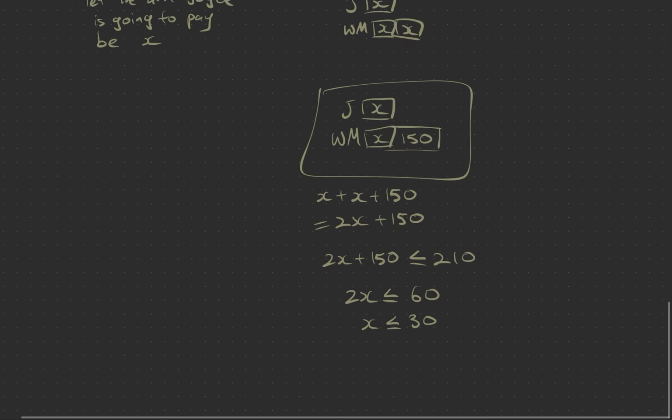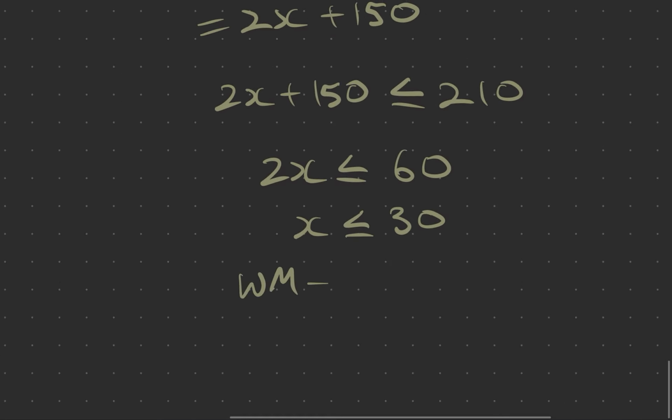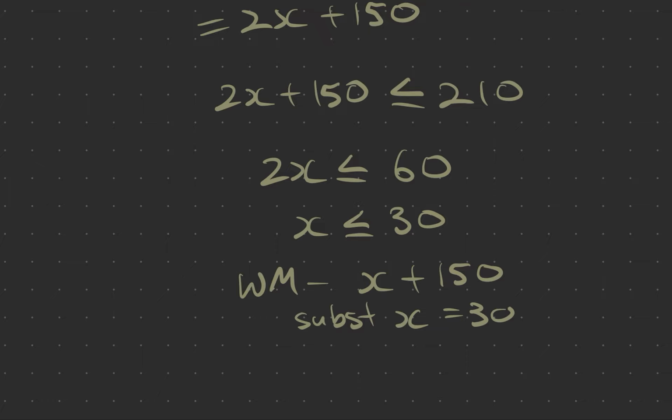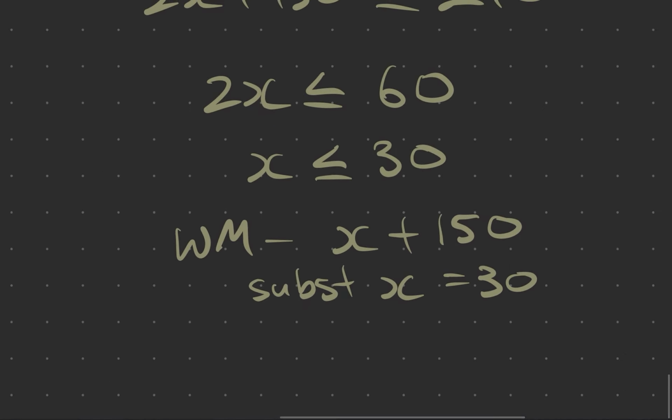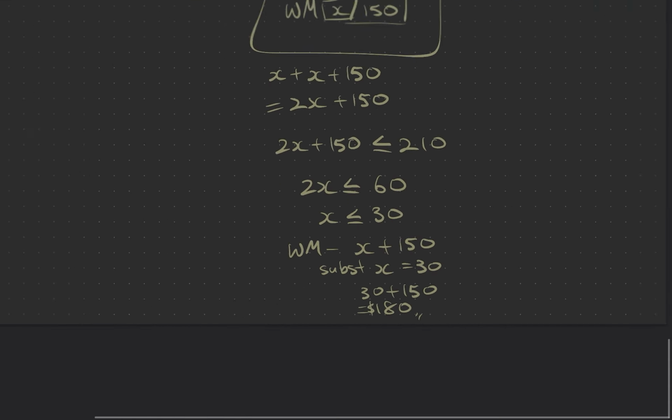So that is how much Joyce will be paying. Joyce will be paying $30. So we know that Wei Ming will be paying a price of x plus 150. So we just substitute x equals 30. Wei Ming will have to pay $180. That is just how much he has to pay. There you go. That's the maximum amount he has to pay.